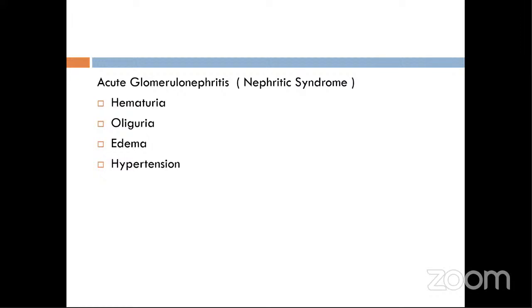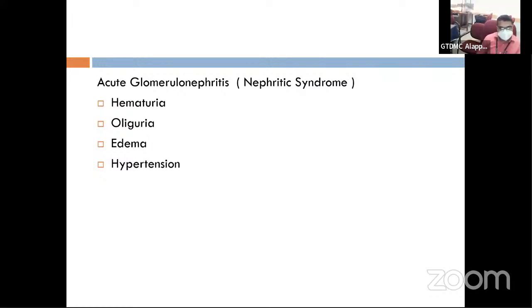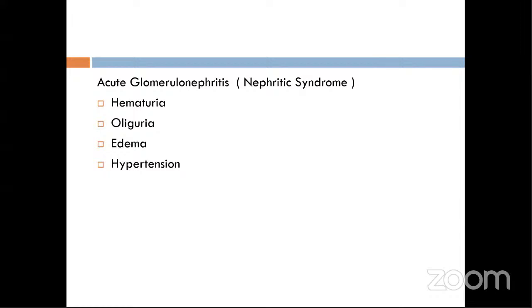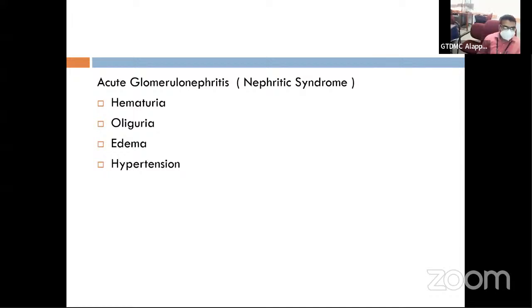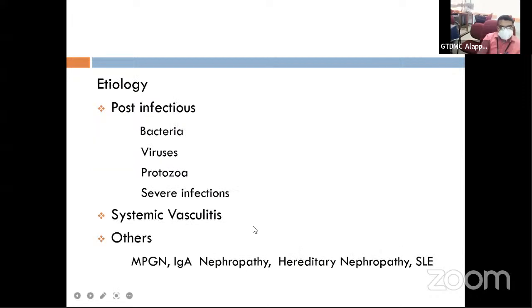All cases of glomerulonephritis usually present with these symptoms, but all of them may not be there at the same time. At a time, only one symptom may be there, then it evolves into other symptoms. So it can even present with hypertension only, and later on progress to hematuria, oliguria, and edema. These four symptoms are characteristic of all conditions that present with nephritis. It's called nephritic syndrome.